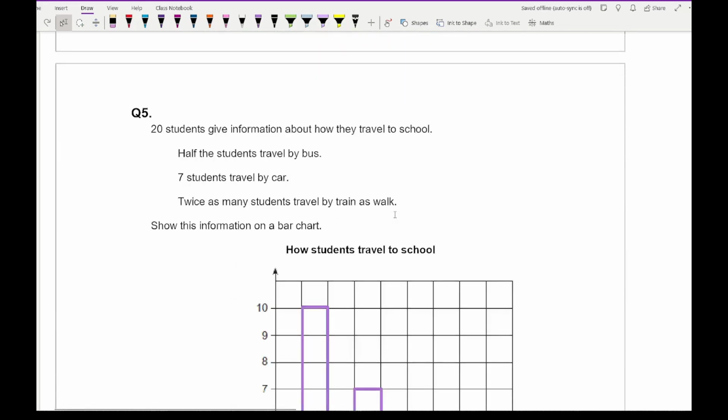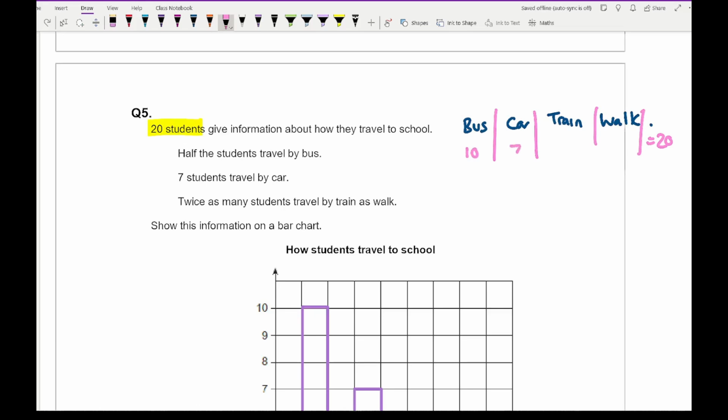Moving on to question 5, it says 20 students give information about how they travel to school. Half the students travel by bus, 7 travel by car, and twice as many students travel by train as walk. Show the information in the bar chart. So we've got bus, car, train, and walk. Now, we know that the total adds up to 20, so all of these numbers need to add up to 20.